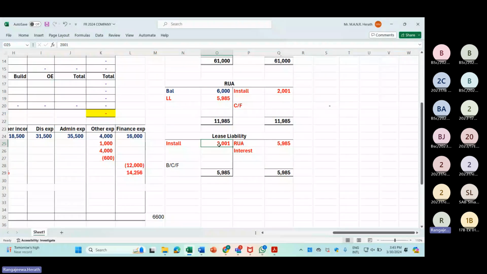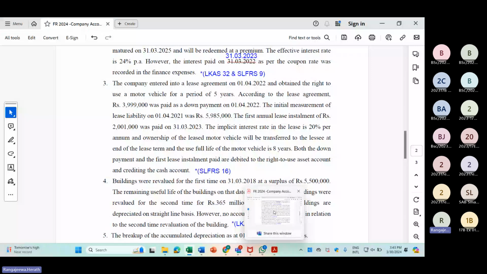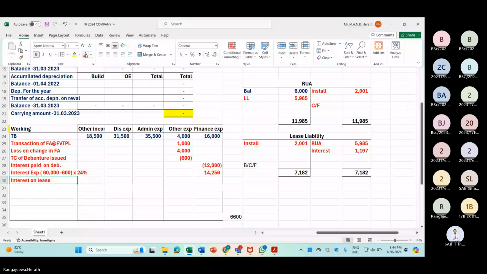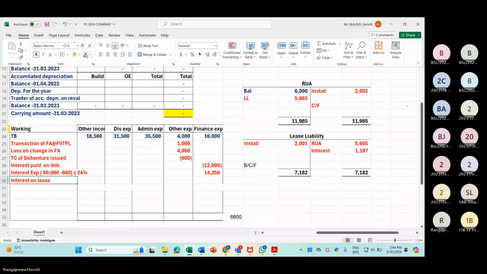Then the lease interest, the applicable lease interest rate is 20%. So this is lease liability opening balance into 20%. The 2001 includes 1,197 interest, lease interest. Remove it and take it into the expense, interest on lease, under finance expense. 1,197. Credit lease liability, debit finance expense, interest.